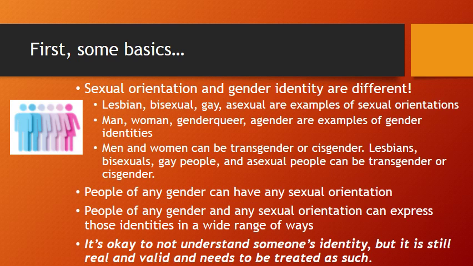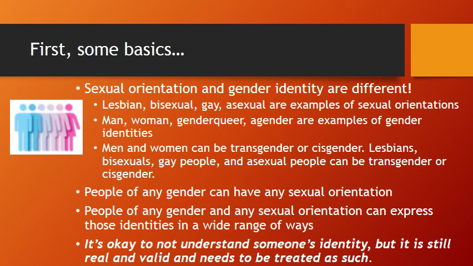Some examples of sexual orientations: lesbian, bisexual, gay, asexual. Gender identities: man, woman, non binary, genderqueer, agender. Men and women can be transgender or cisgender. Cisgender means that you identify with the gender you were assigned at birth.